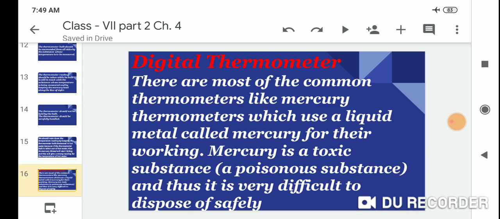Digital thermometer. Most of the common thermometers, like mercury thermometers, use a liquid metal called mercury for their working. Mercury is a toxic substance, a poisonous substance, and thus it is very difficult to dispose of safely.